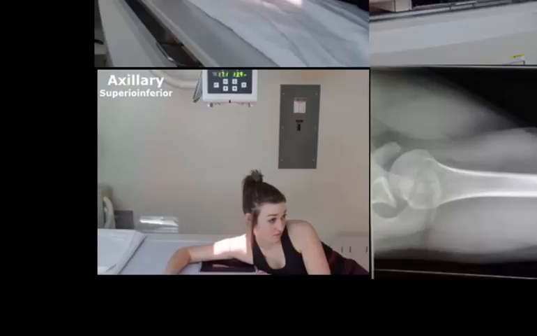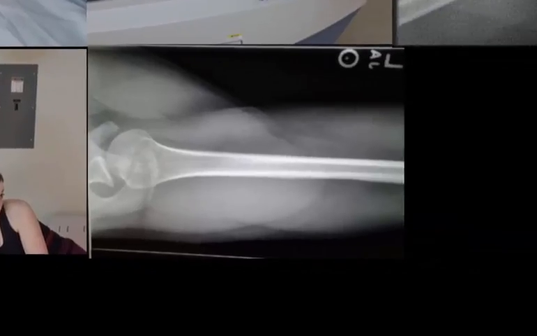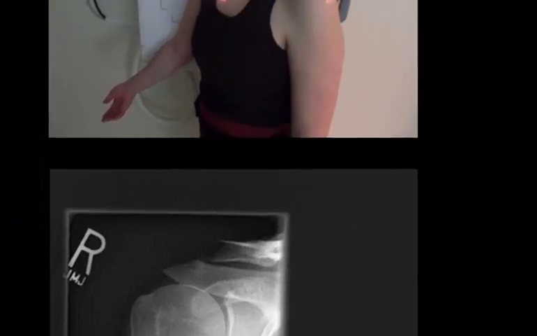Let's take a look at the image produced here. Once again, very similar to the inferior approach, we should be able to visualize the coracoid, acromion, and entire shoulder joint, as seen here. Now, let's take a look at one final shoulder projection that we may encounter, the Grashey.